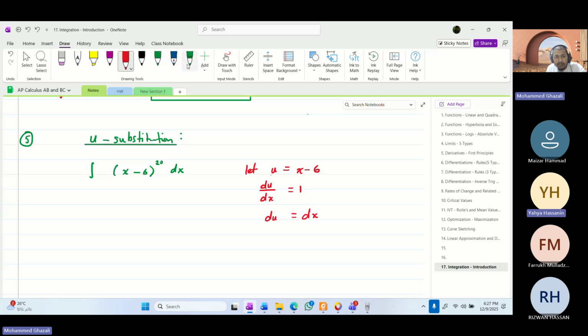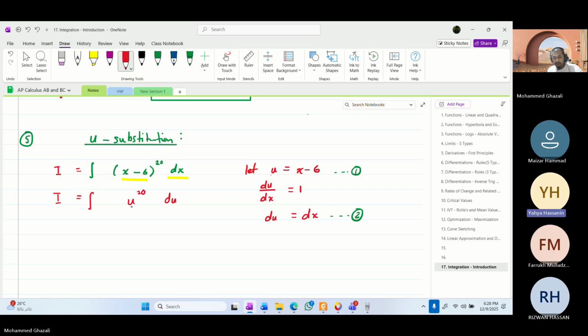What's important here is that this is equation 1 and this is equation 2. You have to take equation 1 and 2 and transform this entire integral in terms of u. So the integral now becomes the integral of, what is dx? du. So this part is done. What is x minus 6? u to the power 20. And what rule do you come back to? Our rule.